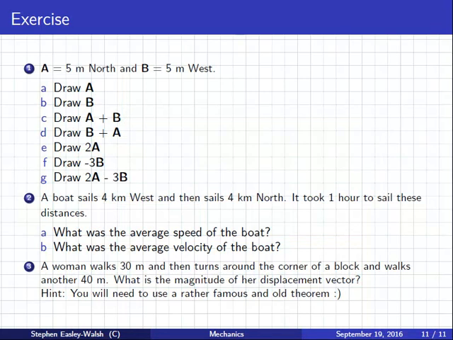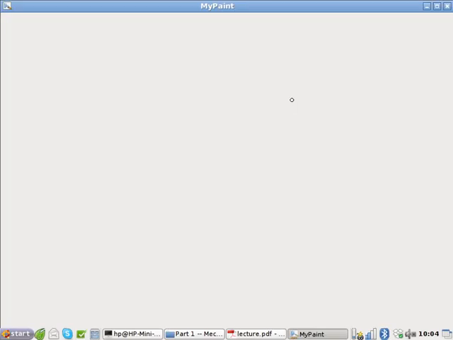The first part is pretty straightforward. I give you two vectors and ask you to draw various possibilities here. A is 5 meters north and B is 5 meters west. So the first one, draw A. Okay, so question 1. That's going to be A.